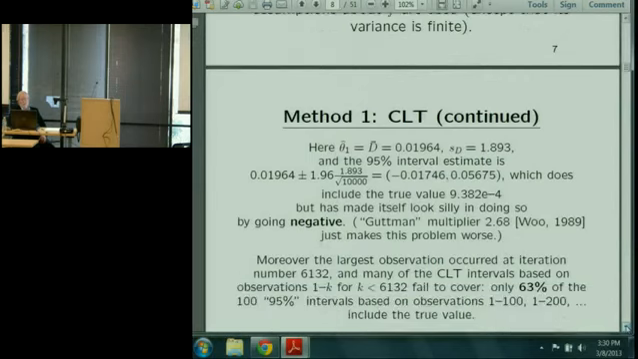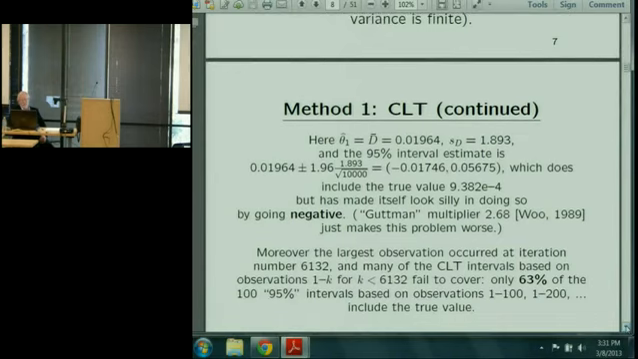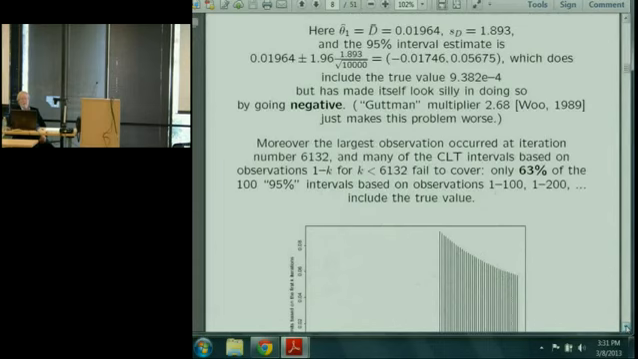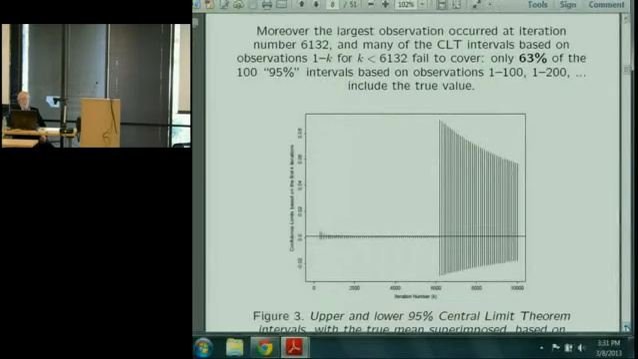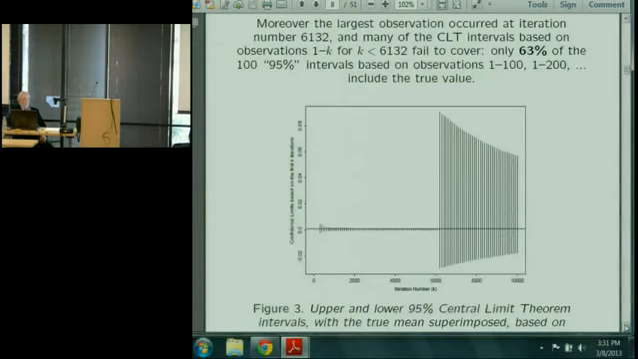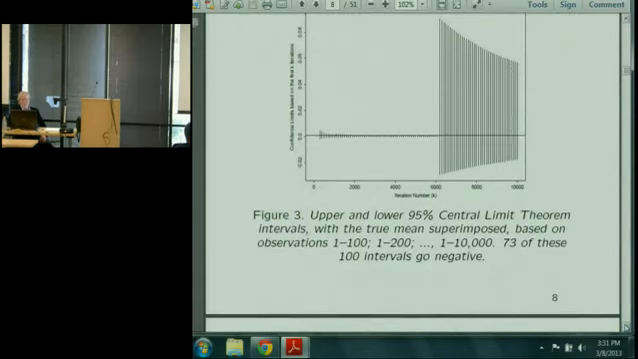Moreover, the largest observation didn't occur in the data set until iteration number 6,132. And if we were to look at all the CLT intervals based on observations 1 through k, as k ran along, we'd find that only 63% of the 95% intervals based on observations in blocks of 100 actually include the truth. So you have to go a long way into the data set until you get intervals that are finally wide enough to include the truth. But they do so by embarrassing themselves by going negative. So the central limit theorem produces silly answers in this problem because the left endpoint of the interval so often goes negative.